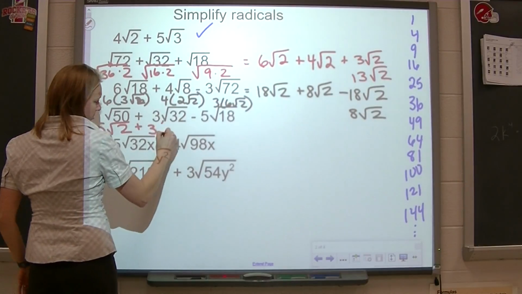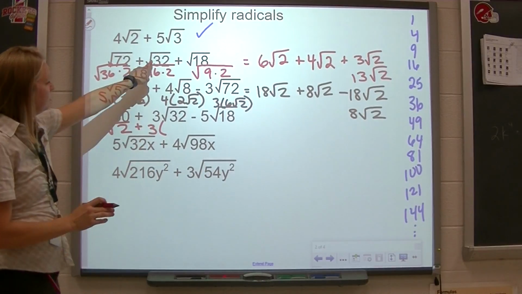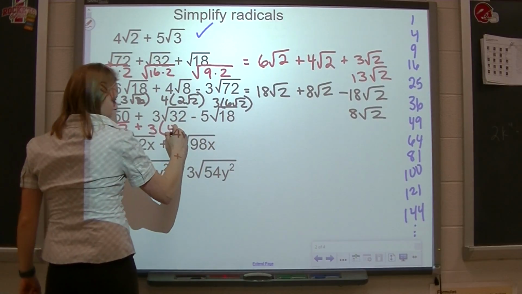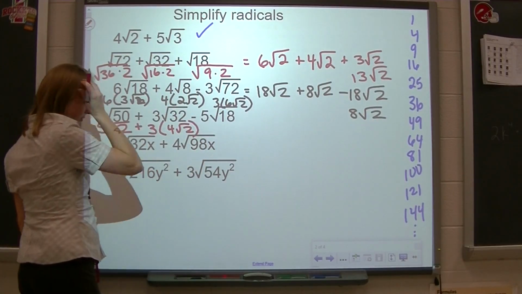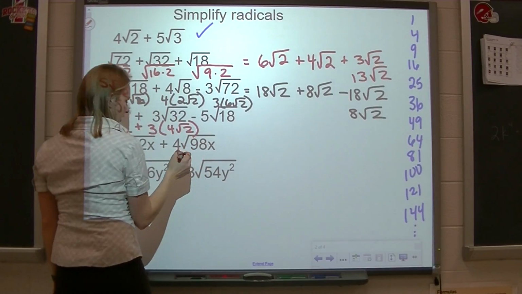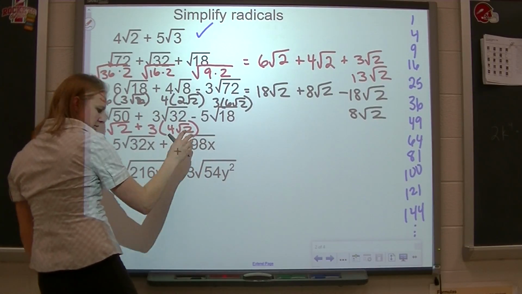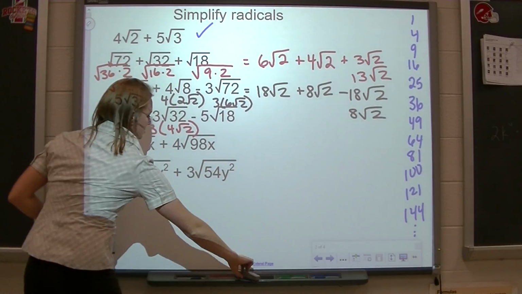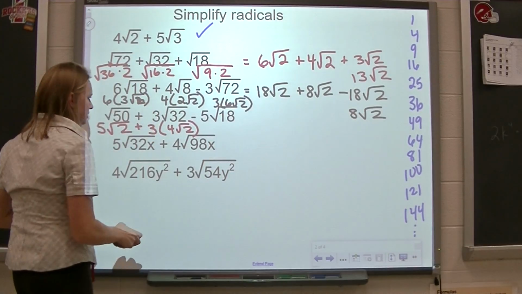Plus, this is going to be 3 times the square root of 32. We broke that down here, thankfully, we've already done it, and that's 4 square root of 2. And then I'm going to erase that, you don't have to, you just write it below it or next to it, however you work through your notes.